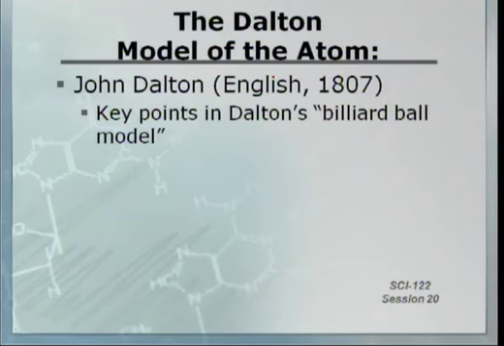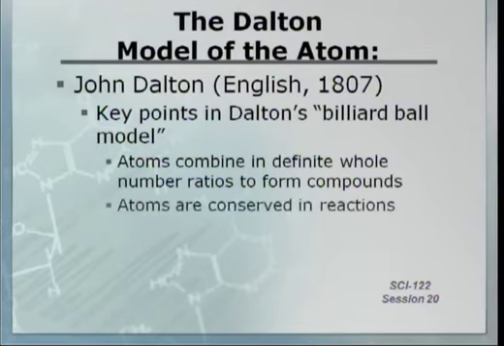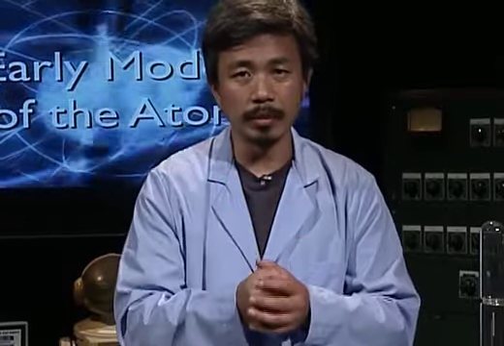All right, so continuing on, we find that in his model, atoms will combine in definite whole number ratios to form compounds, as we just saw, and that atoms are conserved in reactions. So if you start off with a certain number of atoms in your reacting material, then at the end, when you form new products and new substances, you should have the same number of atoms. Atoms are neither created nor destroyed in chemical reactions. And we still hold that to be true today for the field of chemistry.